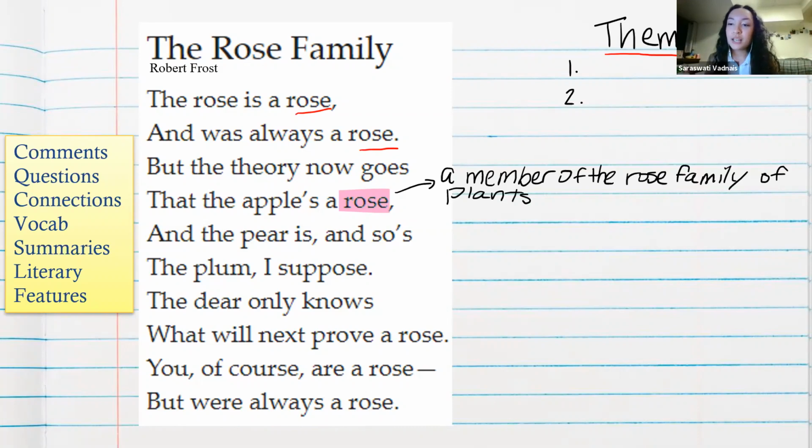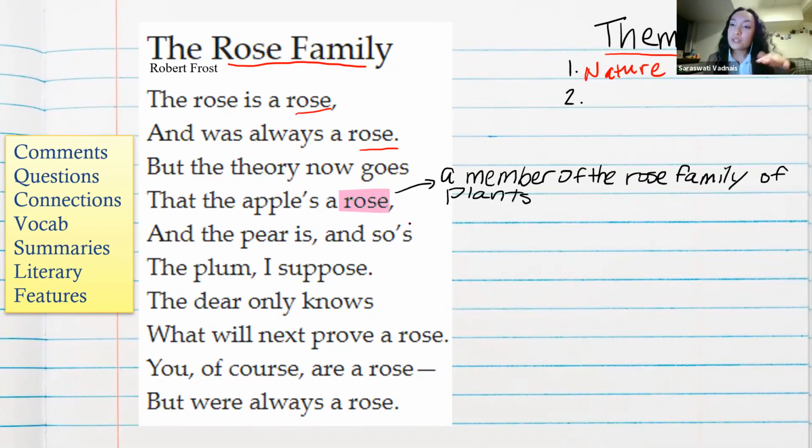But this definition can help us figure out what the literal meaning of this poem is. Does anyone want to take a guess at what that would be? Yeah, Rebecca. Are all of those things also members of the same family scientifically as roses? Yeah, exactly. So they're all part of the scientific rose family. So then we can take note of that theme, which is like nature or science, and we can keep that in our brains for later.